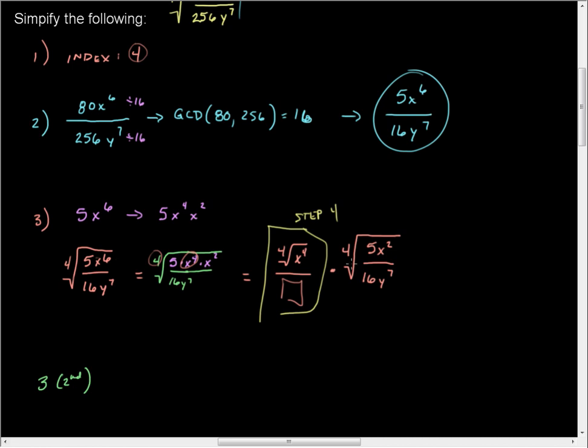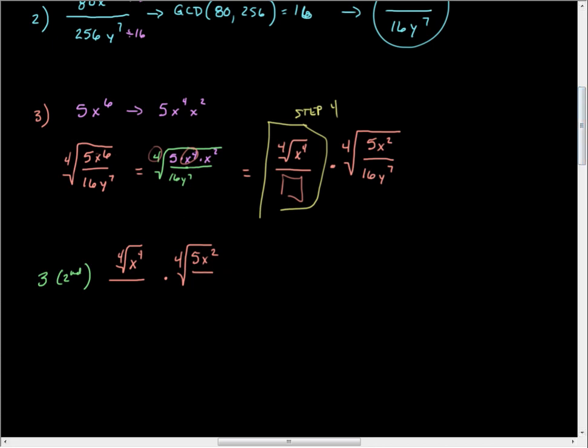So I'm going to bring back my step 4, which is the 4th root of x to the 4th. And now I'm going to be putting something else underneath there. I'm just going to rewrite my top, 5x squared. But now underneath, I'm looking at 16y to the 7th. And the question is, do I have a perfect 4th power? Remember, I'm always referring back to the index. Is 16 a perfect 4th? And it turns out to be true. It is. This is 2 to the 4th.